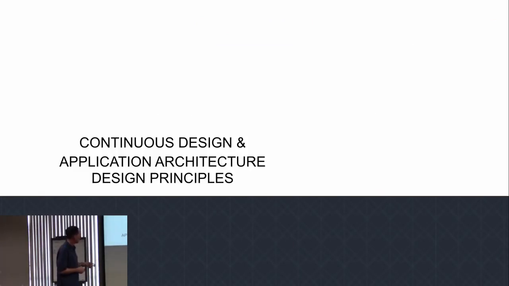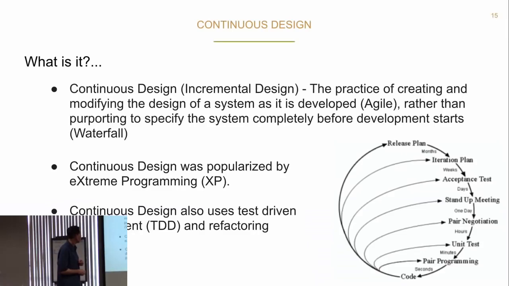So one of the things that we started focusing on here, at least as I've come on board at Capal, is something called continuous design. And we'll go a little bit into this. Those of you that were around during the dot-com boom, you'll think about around like 1999 or so, there was something that came around that was called extreme programming, okay? Very popular at the time. And this was starting to come right after Agile, okay? And so it had this thing in it called continuous design. And this is the practice of creating and modifying a design of the system as it's developed, rather than purporting to specify the system completely before it starts.